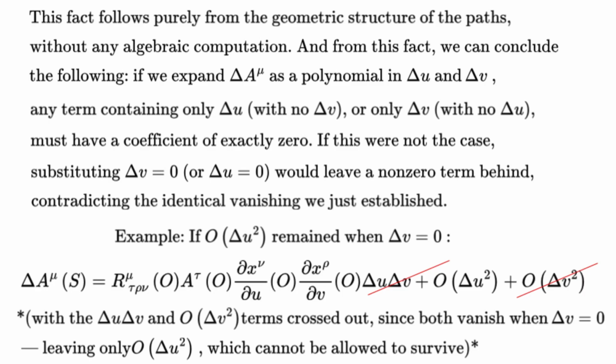Example: if O of delta U squared remained when delta V equals 0, with the delta U delta V and O of delta V squared terms crossed out, since both vanish when delta V equals 0, leaving only O of delta U squared, which cannot be allowed to survive.